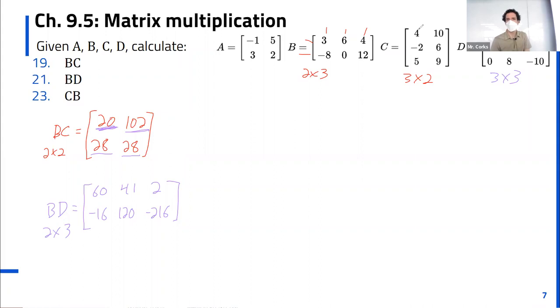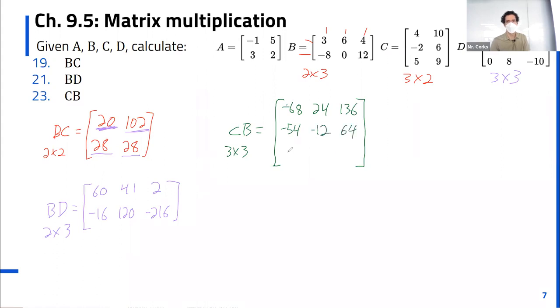All right, and different color here. Our last one, C times B. So C is a 3 by 2 matrix. B is a 2 by 3 matrix. So what size will our result be? Okay, so 3 by 3 matrix. And who can tell me this result? Okay, negative 68, 24, 136, negative 54, negative 12, 64, negative 57, 30, 128.